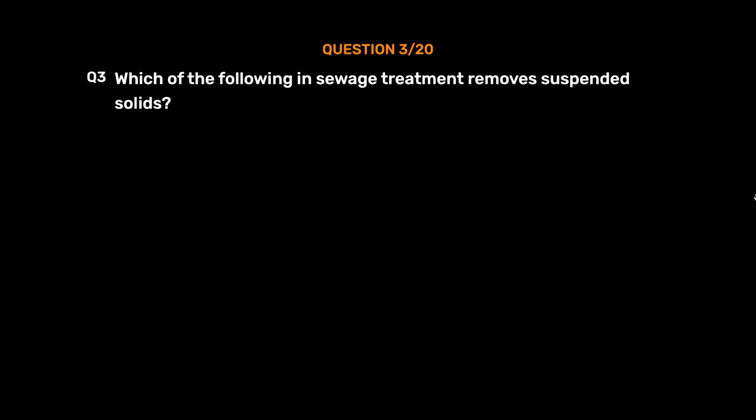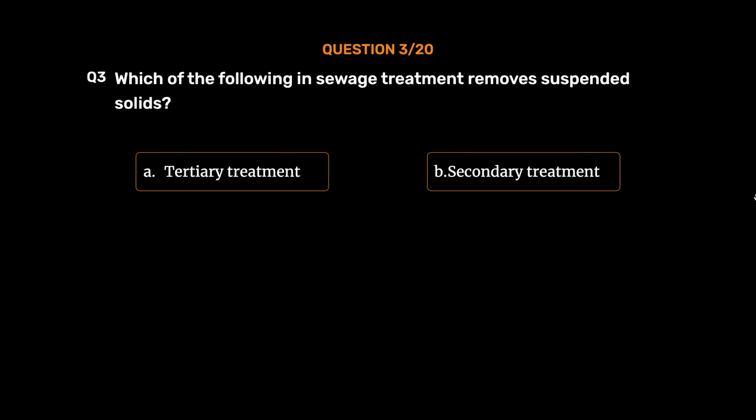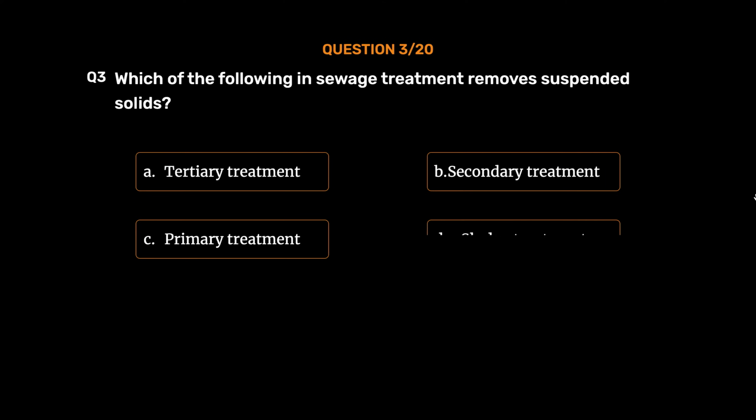In the primary treatment of sewage, the floating debris is removed by sequential filtration by passing through wire mesh. Question number 3. Which of the following in sewage treatment removes suspended solids? Option A. Tertiary treatment. Option B. Secondary treatment. Option C. Primary treatment. Option D. Sludge treatment. The correct answer is Option C.